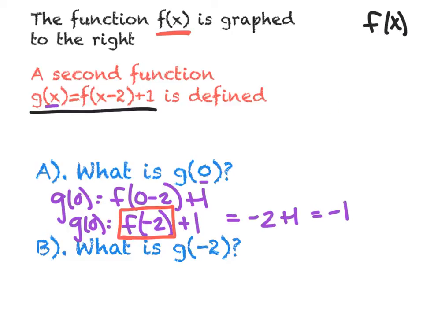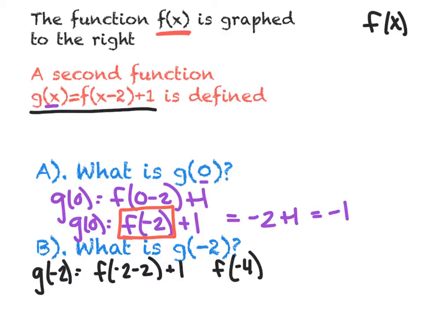What is g of -2? Well, substitute it in. So let's see, if I clean that up, I'm going to get f of -4, plus 1. And anytime I say f, I have to use the f function. So I'm going to go out to -4, and I'm going to see that it has a height of +4. So I'm going to say I get 4 plus 1, which is 5.